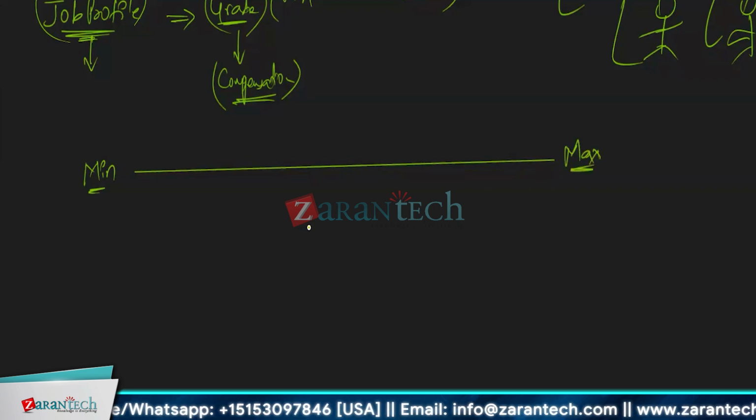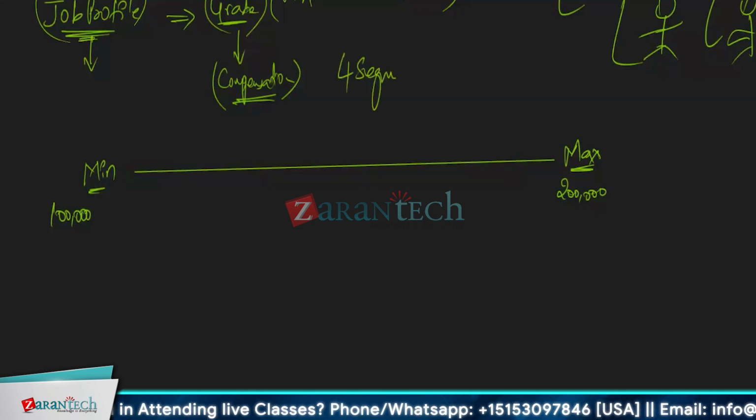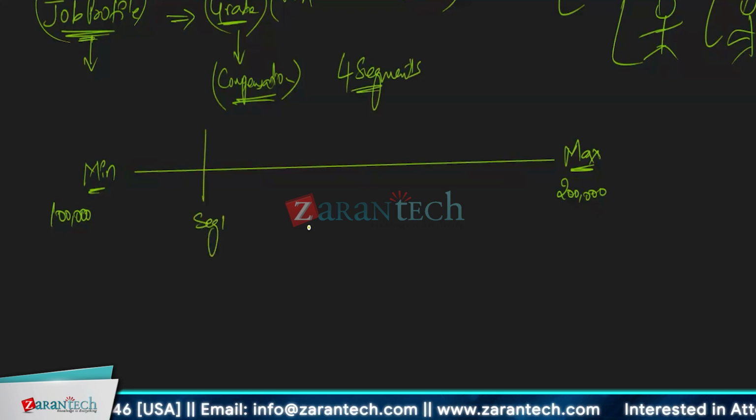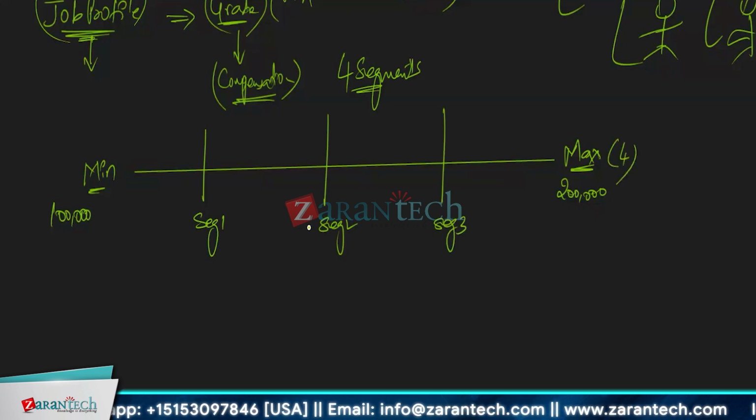Now, between the minimum and the maximum salary, you should have a way to divide this into segments. Say the minimum is 100,000 and the maximum is 200,000. How do you want to segment it? If you want four segments, you select that you want to divide this into four segments. So there will be a segment one, a segment two, a segment three, and then we have max. The max amount will be segment 4.